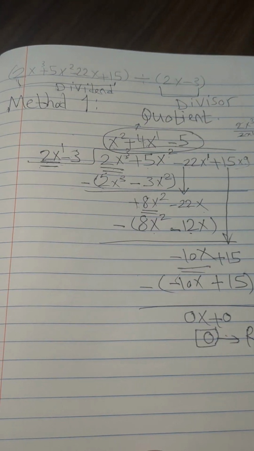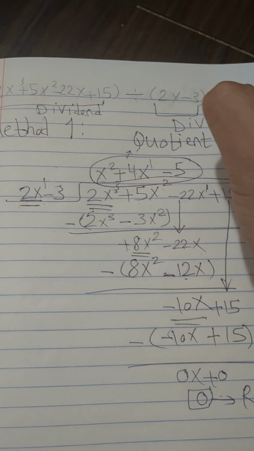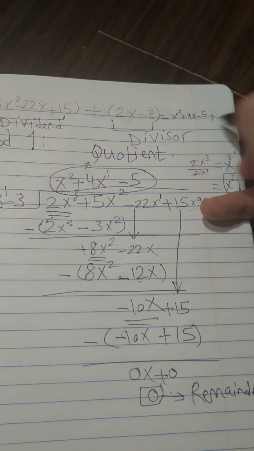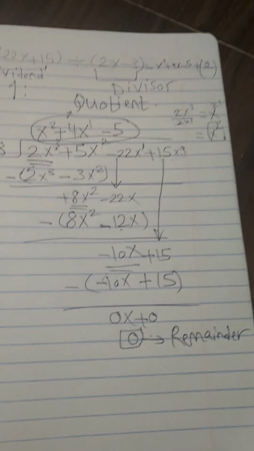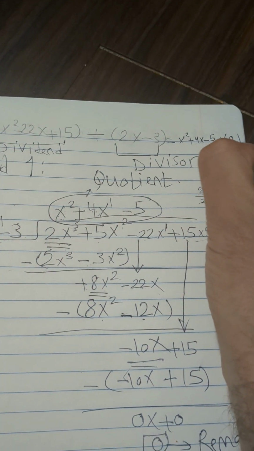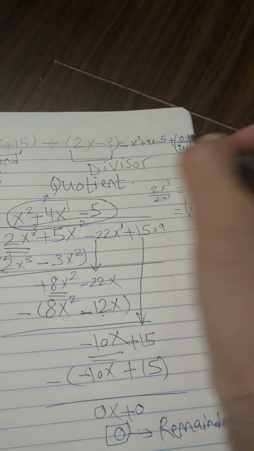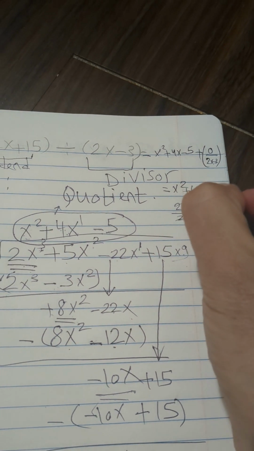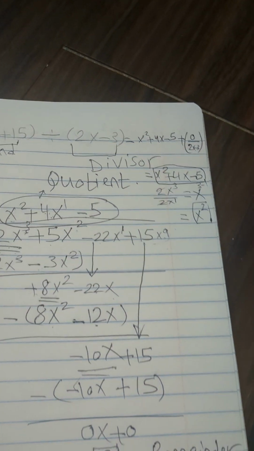So what is the final answer? The final answer is going to be your quotient, which is x squared plus 4x minus 5, plus the remainder, which is 0, put in parentheses here. All this is divided by the divisor, 2x minus 3. Since you are dividing 0 by a non-zero number, you know it is going to be just 0. So the final answer is just the quotient, in this case, x squared plus 4x minus 5. Let me box it. And that is your final answer.